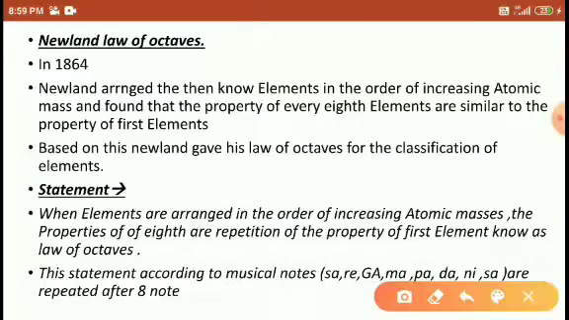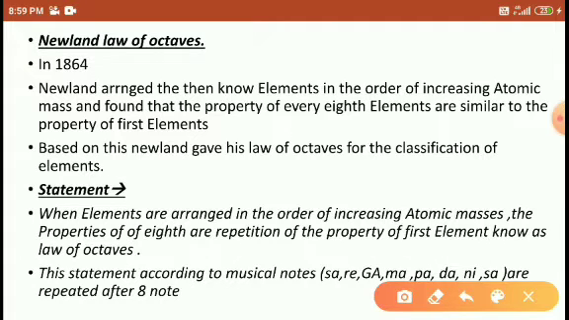Newlands' law of octaves. Newlands was fascinated by musical tones. Like this, students, in music: sa re ga ma pa da ni sa. The first musical tone is sa and the last musical tone is also sa. It means the first tone is repeated at the eighth position.